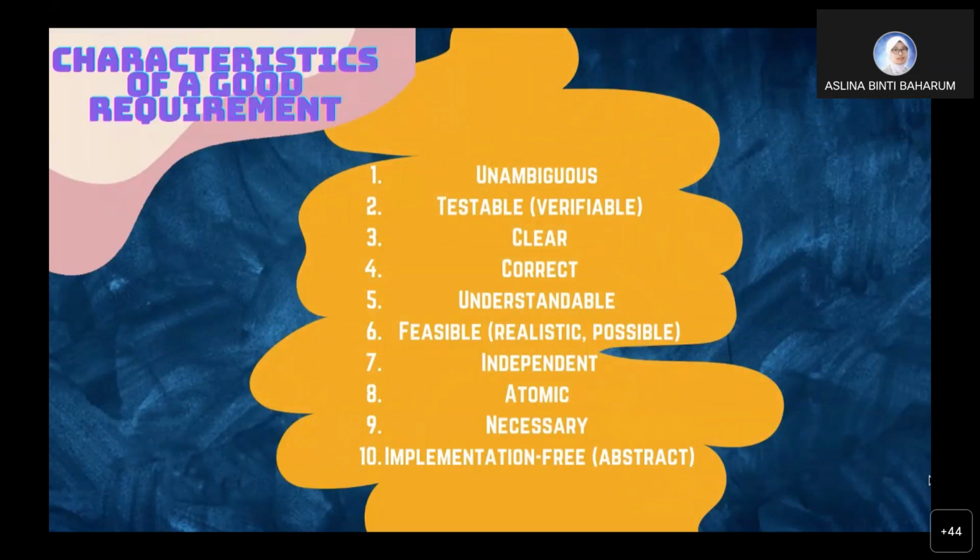After that, we're going to look at the list of characteristics of a good requirement. First, we have unambiguous. Second, testable. Third, clear. Fourth, correct. Fifth, understandable. Sixth, feasible. 7, independent. 8, atomic. 9, necessary. And 10, implementation free.